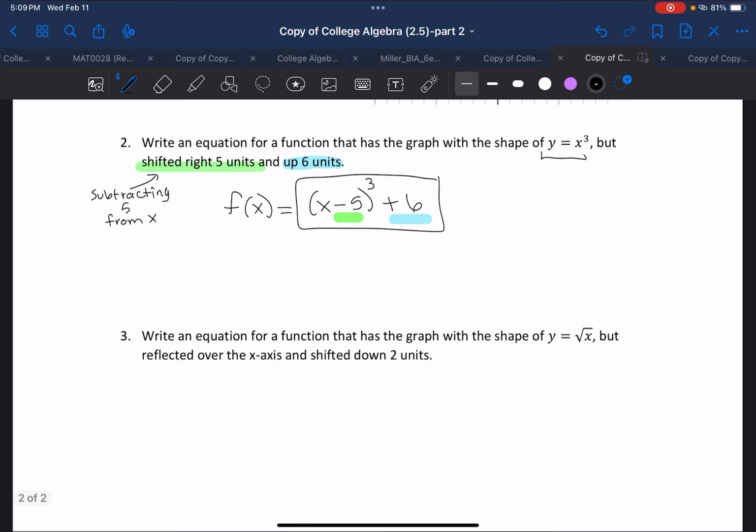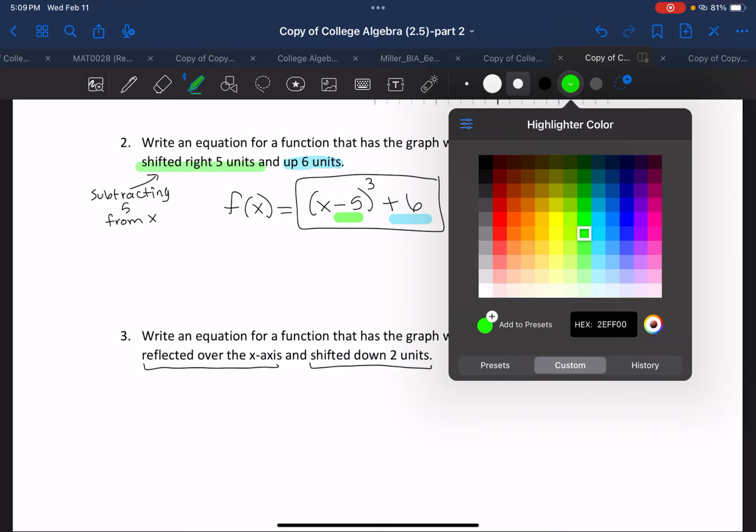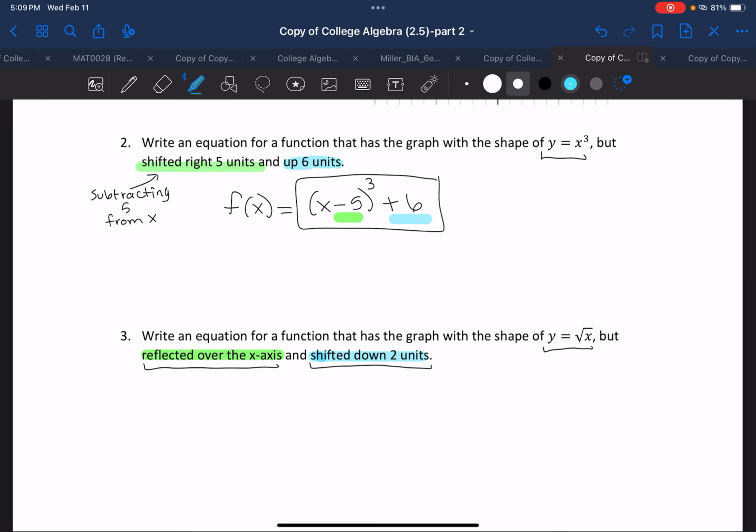And then the last one says, write an equation for a function that has the graph with the shape of y equals the square root of x, but reflected over the x-axis and then shifted down 2 units. So I'm just going to use the green for the reflection, shifted down 2 units. So now they're giving me the base graph of the square root of x. And they want me to reflect it over the x-axis.